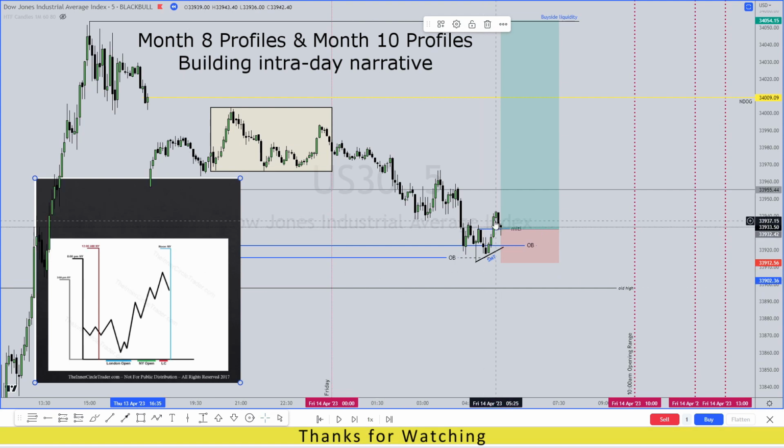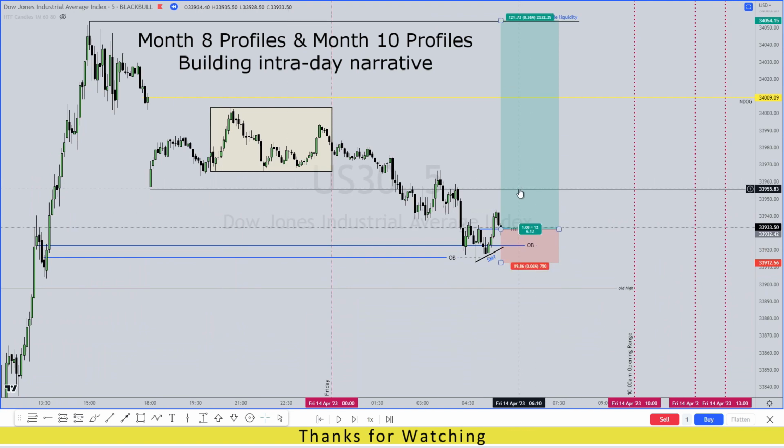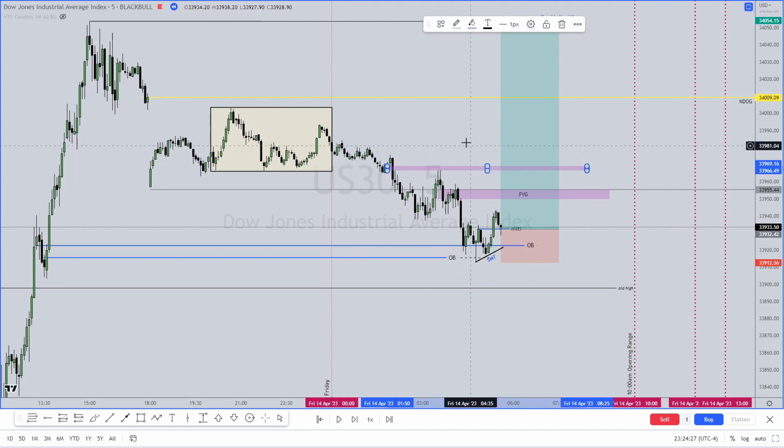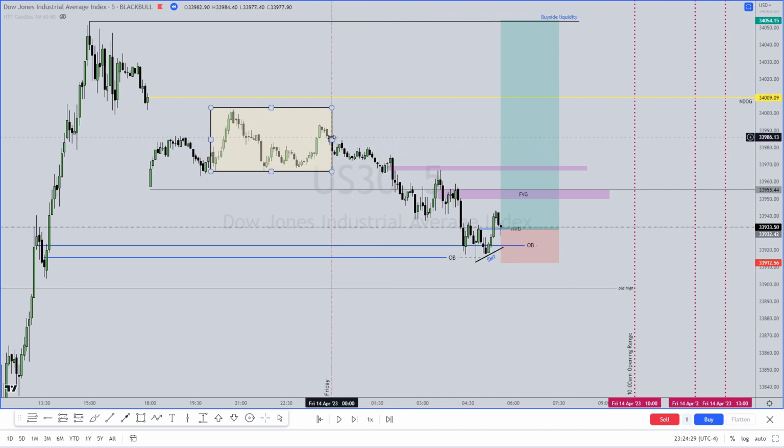So if we are dipping down, we'd expect a run up until about noon. If we roll soft, then we would not get above these highs here. We would be looking for this fair value gap to hold, this fair value gap to hold, and possibly coming back up to the midnight open price.